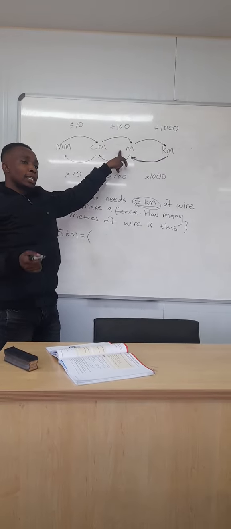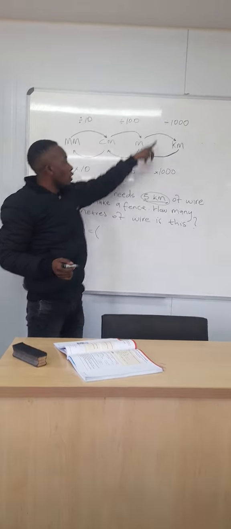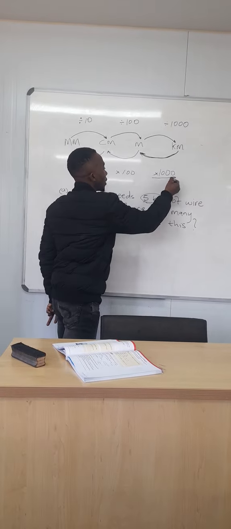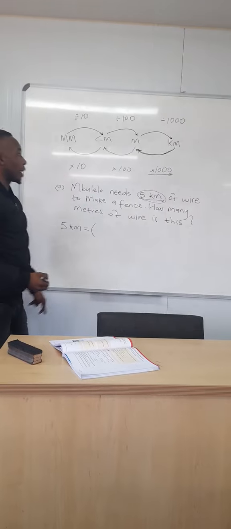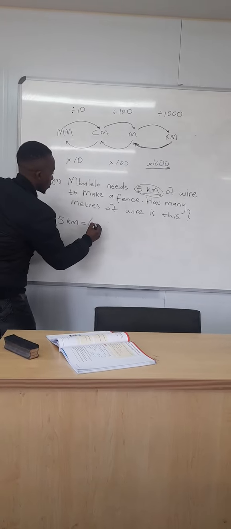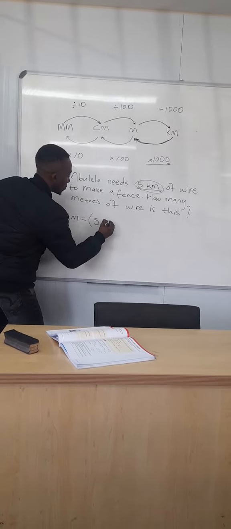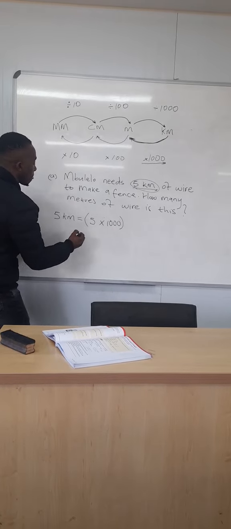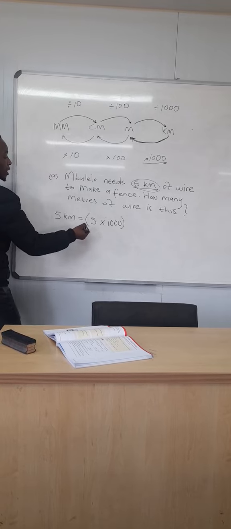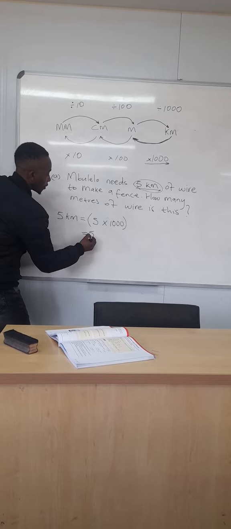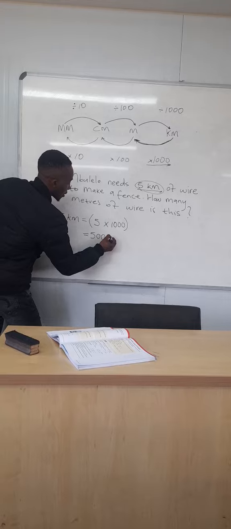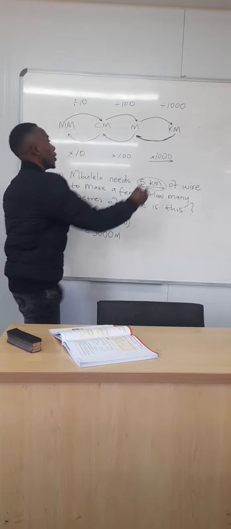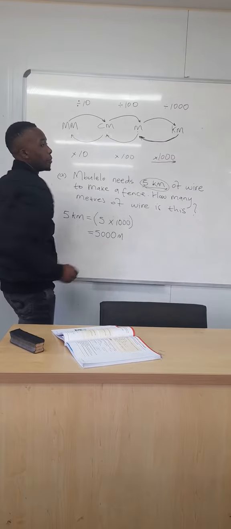What is the operation that we're going to use? Is it division or multiplication? Obviously it's going to be a multiplication. So we're going to multiply by 1,000. So we're going to have 5 multiplied by 1,000. Our answer is going to be 5,000 what? 5,000 meters. Because we've moved from kilometer to a meter.